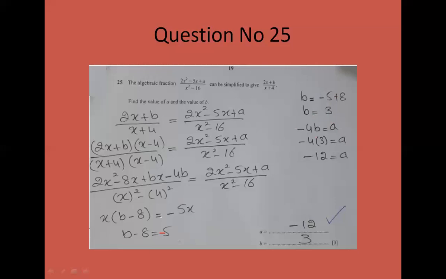So when you compare these constants, the constant here is minus 4b. The constant here is a. So it means minus 4b is equal to a. So minus 4b, with b being 3, is equal to a. So minus 12 is equal to a. So the value of a is minus 12 and the value of b is 3. So this is how you will do this question.